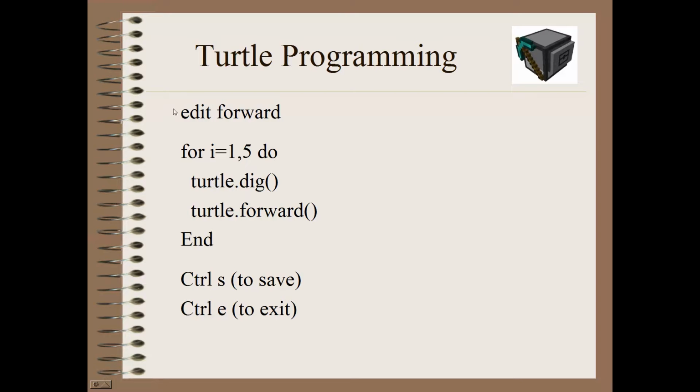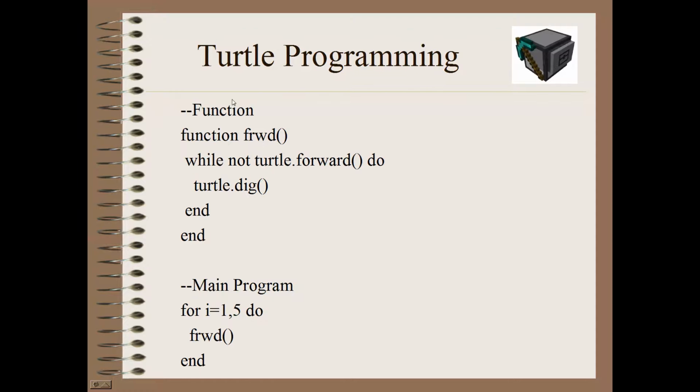And again, this changes the program, just adds one more statement. And again, Control S to save, Control E to exit. Now this is a very powerful function creator. And we're going to add this to our program to create a program that we can do a lot of things with. And we can add a lot more functions and create a lot more power in our program.